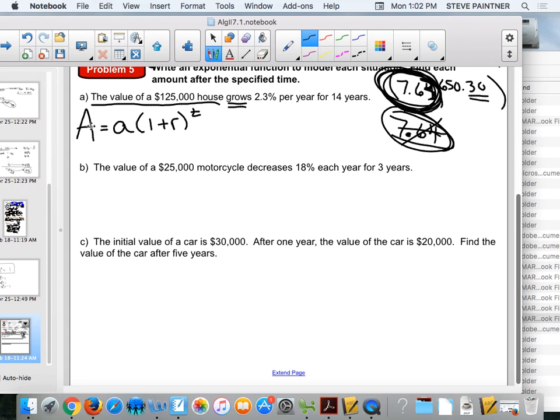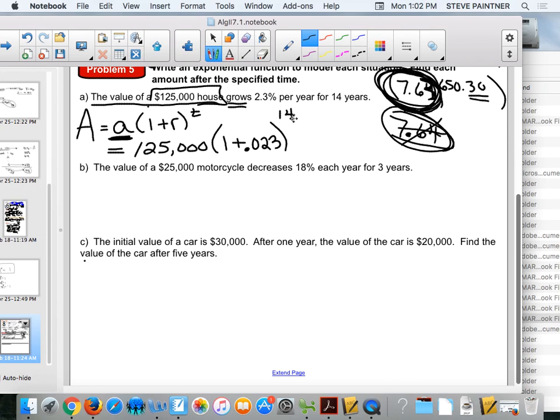A is the amount of the house value. But what did the house start at? That would be A. Yeah, $125,000. That's what I bought it for. Times 1 plus r. What's the house appreciating at? 2.3%, which is what? 0.023 for how many years?